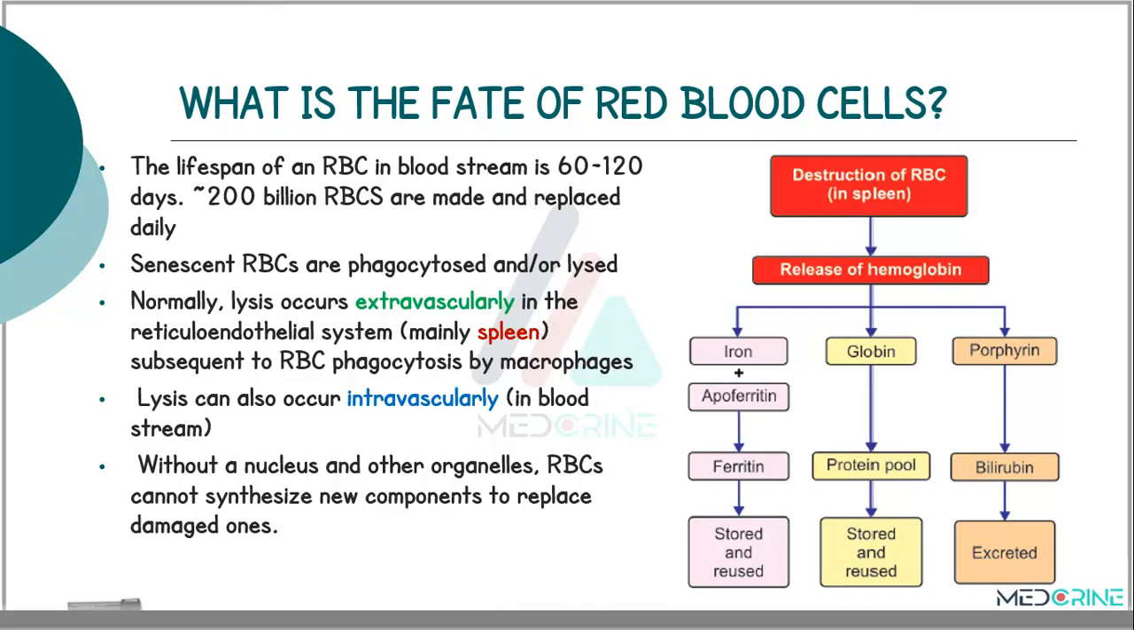In extravascular lysis of the red blood cells, this occurs in the reticuloendothelial system, mainly in the spleen, through phagocytosis of the red blood cells by the macrophages. And lysis can also occur intravascularly, that means it can occur in the bloodstream. And remember, the red blood cells do not have a nucleus and other organelles, therefore they cannot synthesize new components to replace the damaged ones.